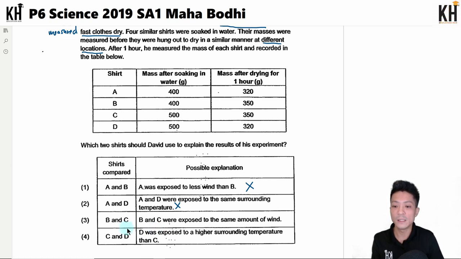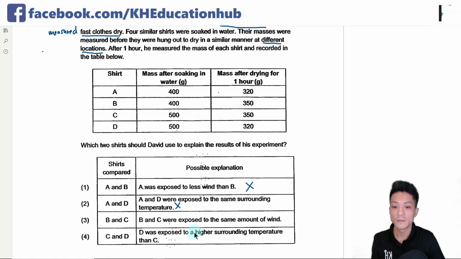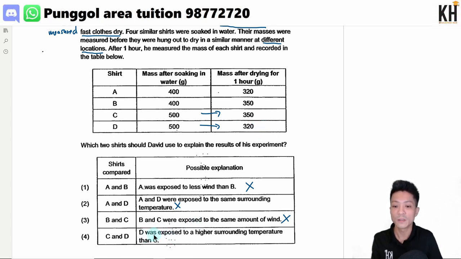B and C. Okay, so B and C were exposed to the same amount of wind. B and C have different starting mass also, so probably not. C and D. D was exposed to a higher surrounding temperature than C. Okay, so you can see that the mass of D decreased more, right? Which suggests that yes, D was indeed exposed to a higher surrounding temperature than C. Okay, the answer will be number 4.